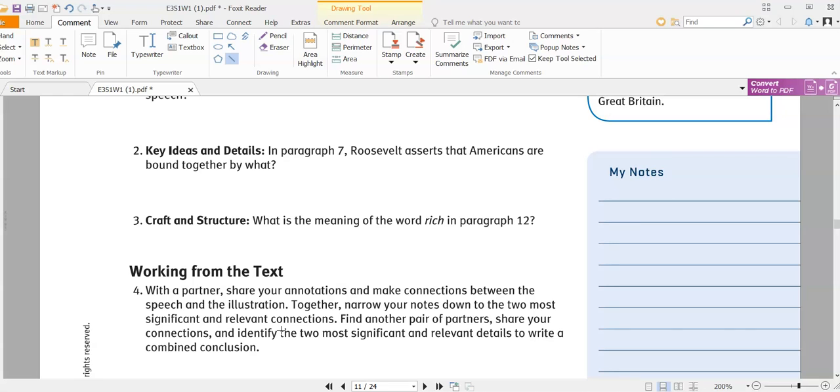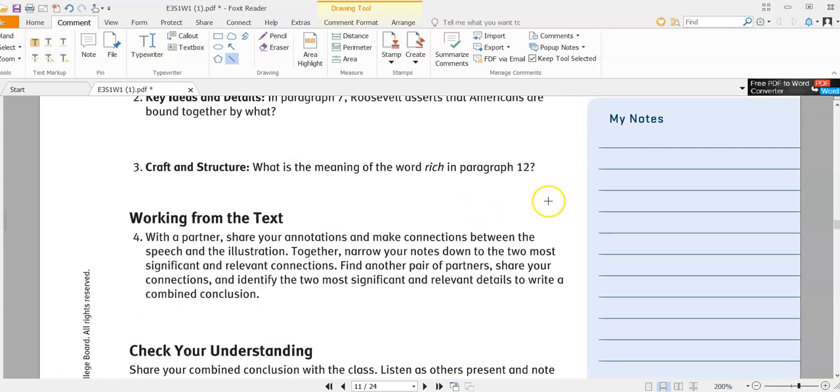Then number 3 is, what is the meaning of the word rich in paragraph 12? So sometimes rich can have various meanings. A cake can be rich, meaning its taste is very full of flavor. A person can be rich, meaning they have a lot of money. Or something can be rich with something, like a forest could be rich with animal life, or a spring can be rich with mineral water. So rich can mean lots of different things. So go back to paragraph 12 and try to figure out what they mean when they're using rich in that context.